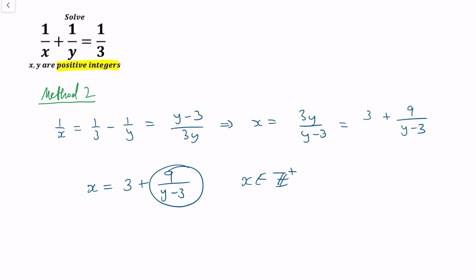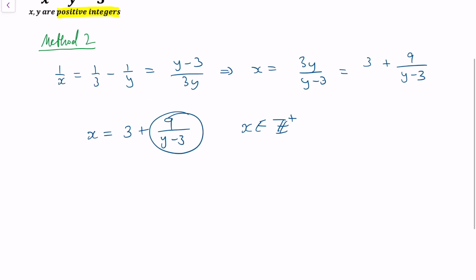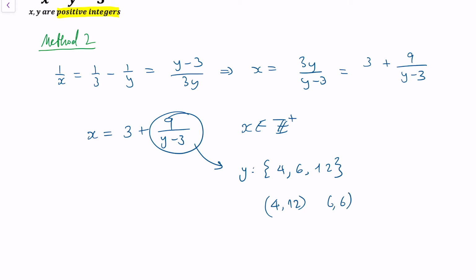But since y is also a positive integer, the only possibilities here are that y cannot be 1, it cannot be 2, it can't be 3. So we start with 4, so y belongs to the set 4. It can't be 5, but it can be 6, and it can be 12. So if you notice, we have y values 4, 6, 12, and if you find the corresponding x values, you will see we will have the same solution set as 4, 12, 6, 6, and 12, 4.